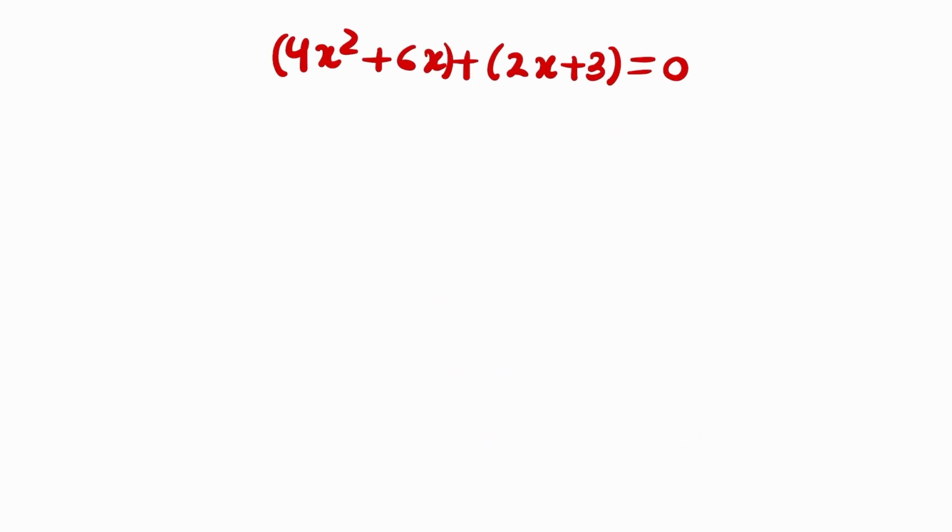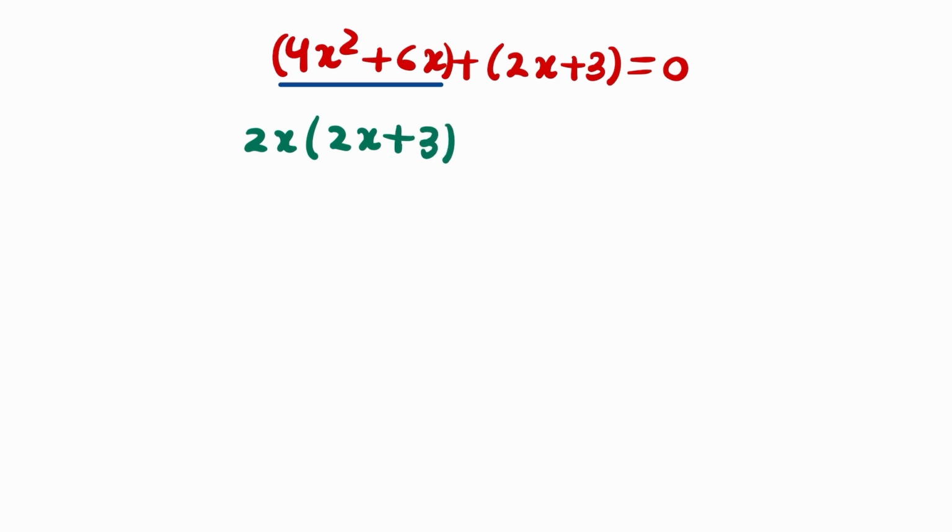So let's factorize the first pair of brackets here. Now we can see 2 and x are both common factors for both of the terms. Because 4 and 6 are divisible by 2, and x squared and x are divisible by x. So we can factorize 2x out of the brackets like this. So what will be remaining inside the brackets? 4x squared divided by 2x, it will be 2x. Plus 6x divided by 2x, it will be equal to plus 3.